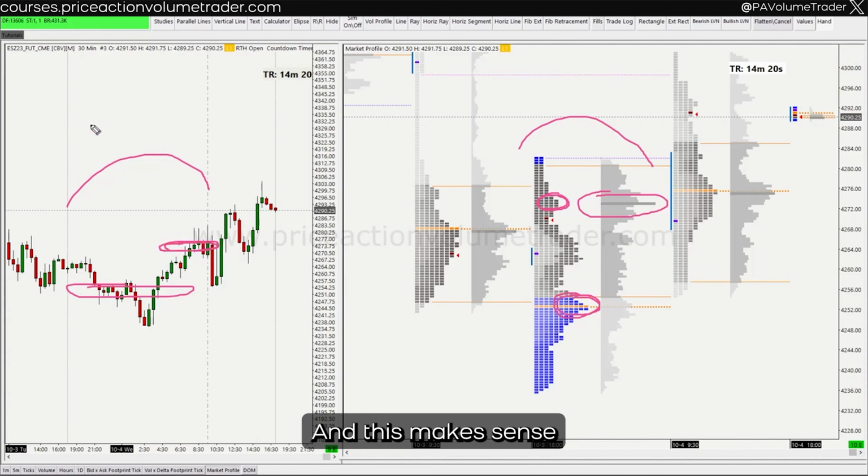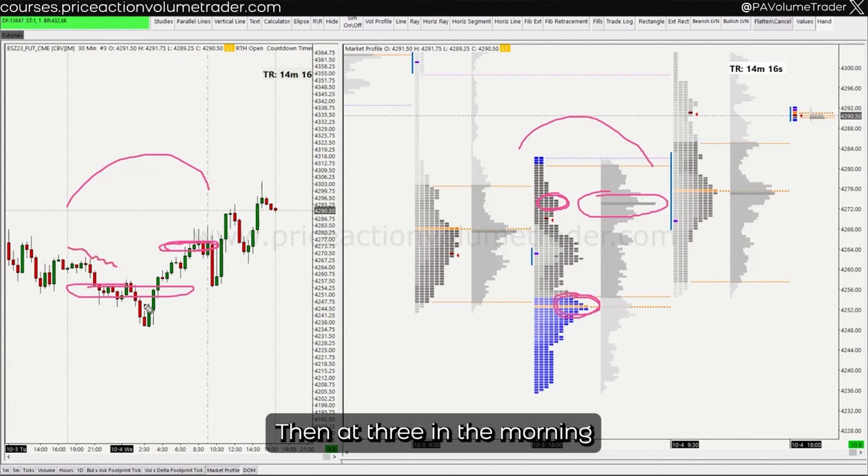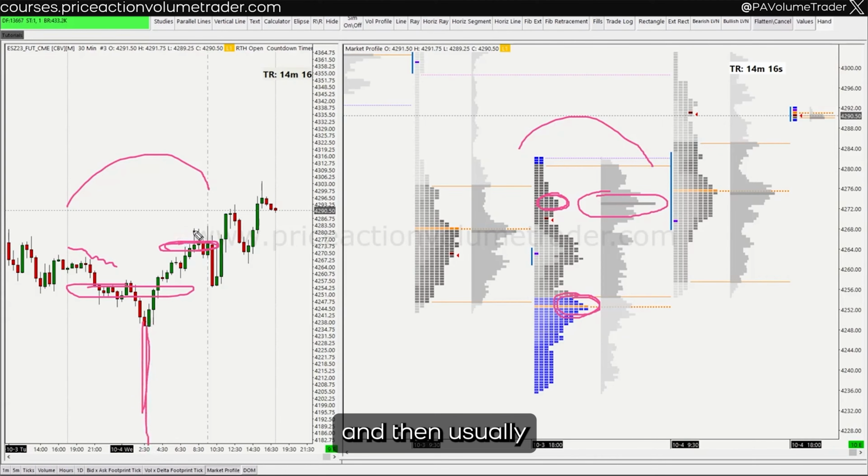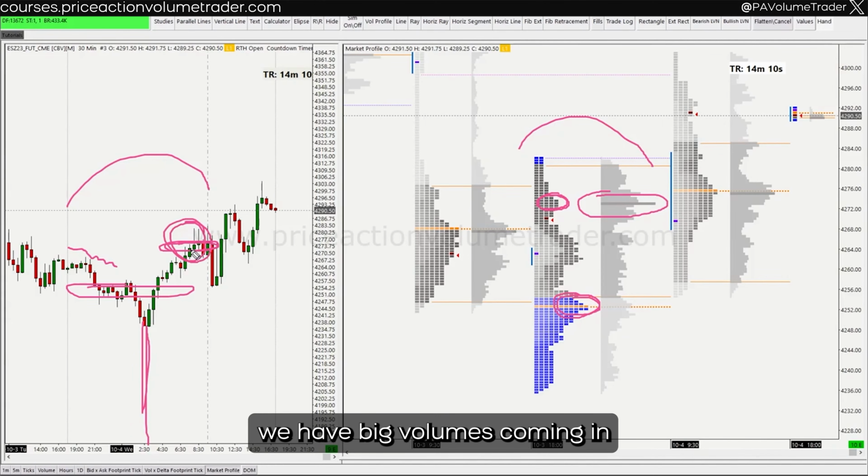And this makes sense on extended trading hours because this is the Asia session. Then at 3 in the morning, right around here, Europe opens. And then usually we have big volumes coming in right before the regular market hours open, okay?